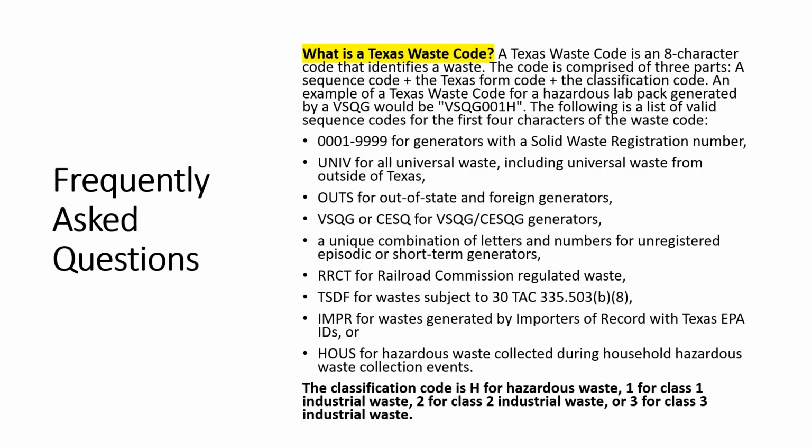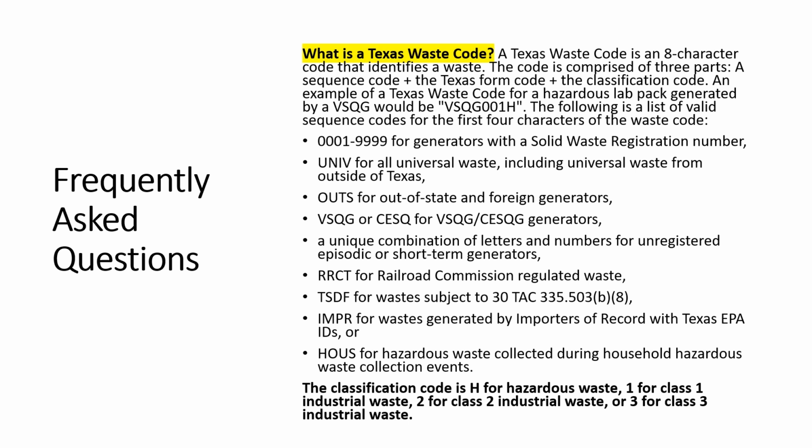What is a Texas Waste Code? A Texas Waste Code is an 8-character code that identifies a waste. The code is comprised of 3 parts: a sequence code, plus the Texas form code, plus the classification code. An example of a Texas waste code for a hazardous lab pack generated by a VSQG would be VSQG0001H. The following is a list of valid sequence codes for the first 4 characters of the waste code.